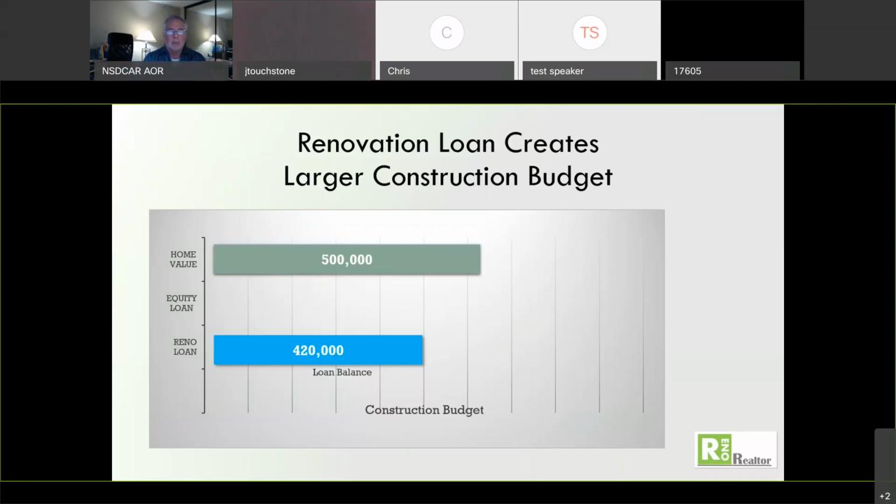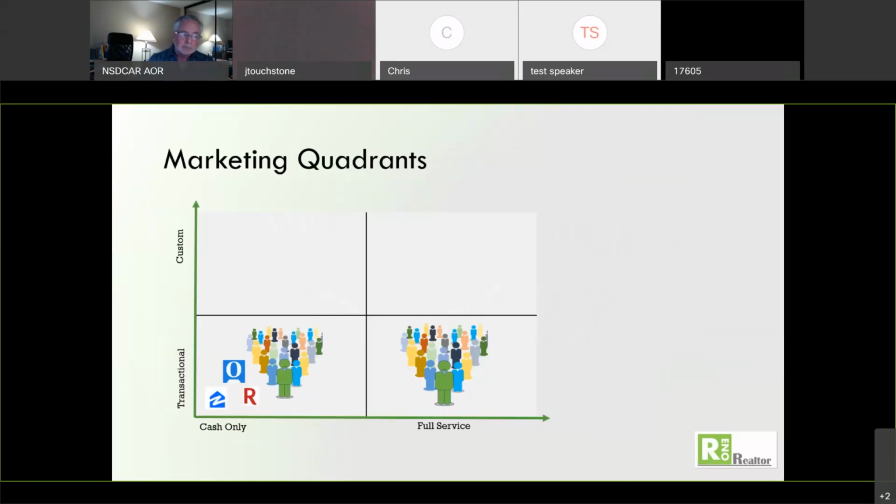Just to drive home a point that I think is really critical for consumers to understand: the actual loan amount on these loans is based off of the future value. So all of those improvements identified in the construction budget allow you to create a much larger construction budget. And as you can see, we're going to need this larger construction budget in order to fund any types of income properties in the marketplace.